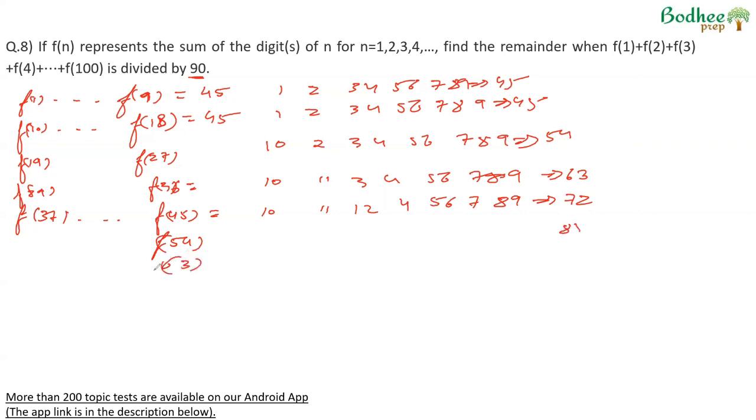For the series ending in 63, it will be 90. For the 72 ending series, the sum will be 99. For the 81 ending series, the sum will be 108. For the 90 ending series, the sum will be 117. For the 99 ending series, this will start from 91, so 10, 11, 12, 13 up to 18. This will be 126.